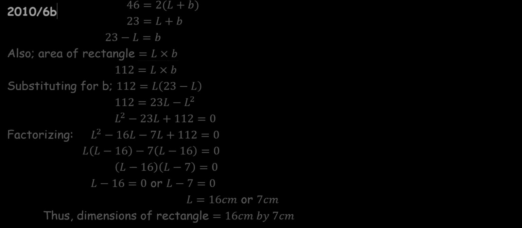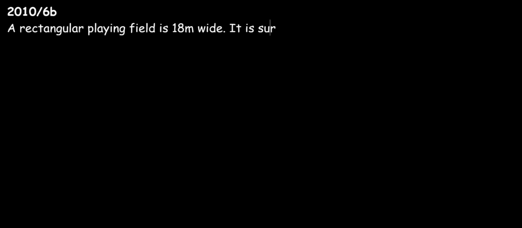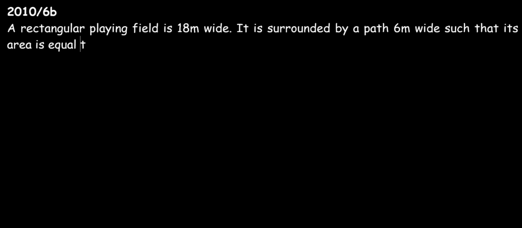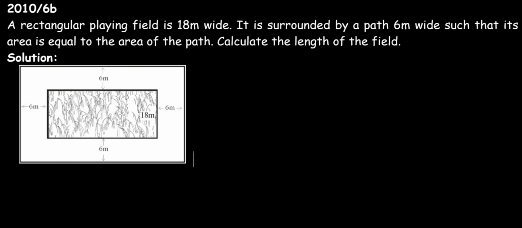Another example, 2010 stroke 6b. A rectangular playing field is 18 meter wide. It is surrounded by a path 6 meter wide, such that its area is equal to the area of the path. Calculate the length of the field. Solution. The sketch of the given problem is as shown below.